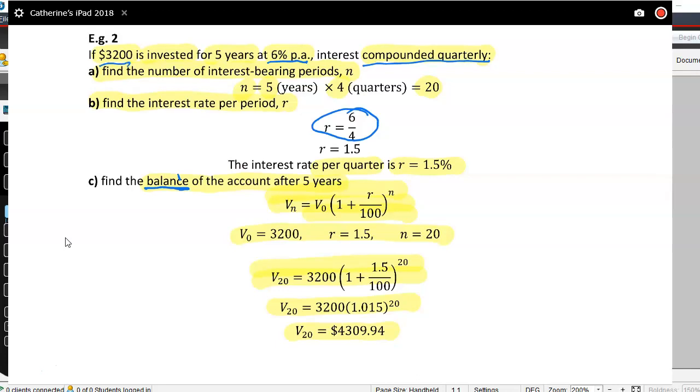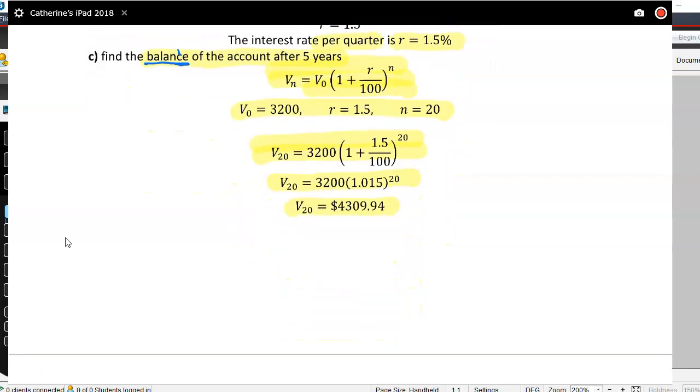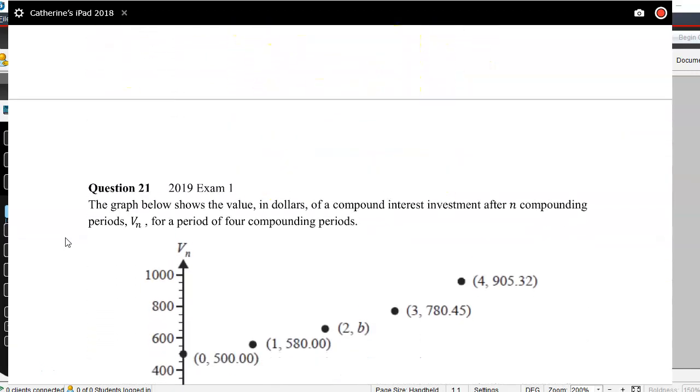Now you really have to take note when you're reading this type of question of how much is initially invested, how long for, what the rate is, and if it's a per annum rate, and how often the compounding periods are. So you have to be reading it carefully and picking out that information very carefully.